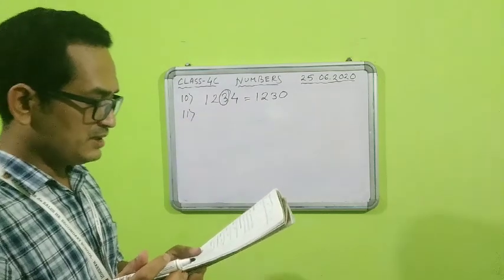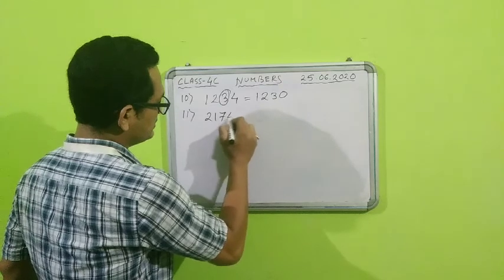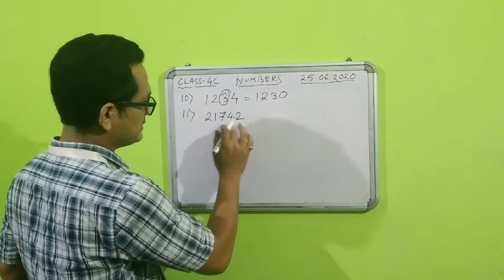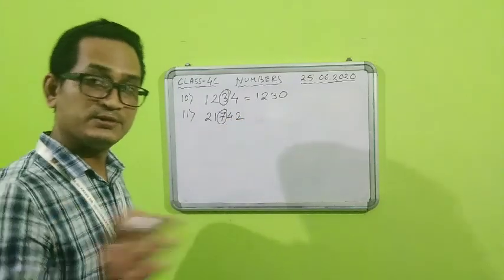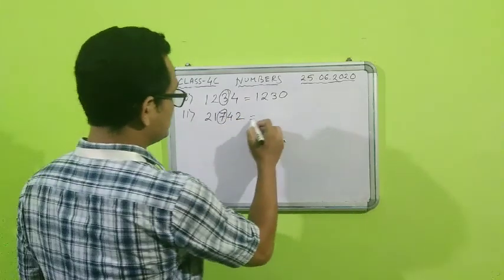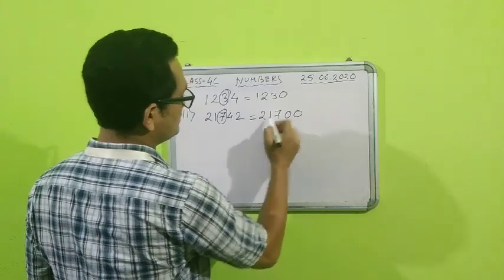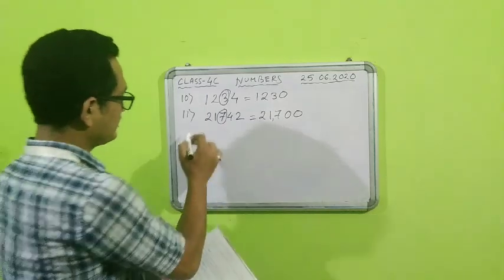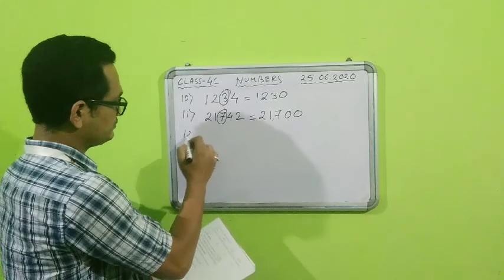Number 11, round off 21,742 to the nearest hundreds. So ones, tens, hundred. This is the hundreds place. On the tens place, it is 4, which is again less than 5. So the answer will be 21, and this will be 7 as it is and this 2 will be 0. So it will be 21,700.